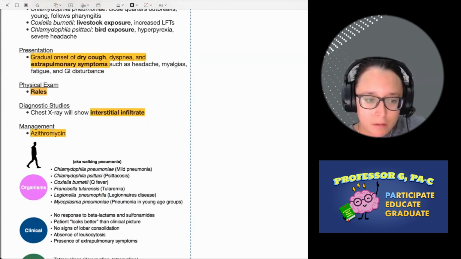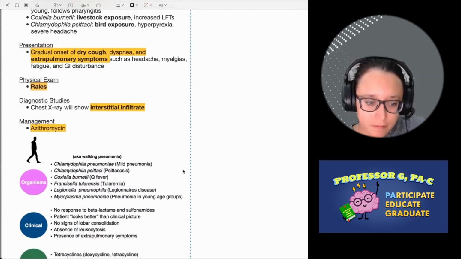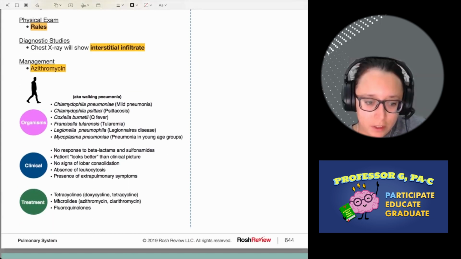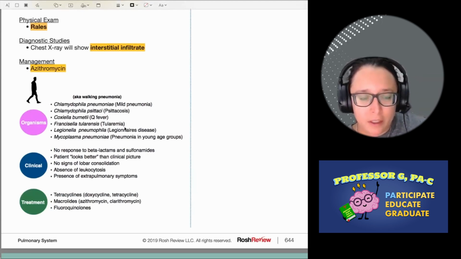But here you go. We were asking what management is. Usually we start with a macrolide for this. Can add other ones to it like doxy or a fluoroquinolone. They all treat. The good thing is that the treatments that we give for atypical and typical, they usually work for both.